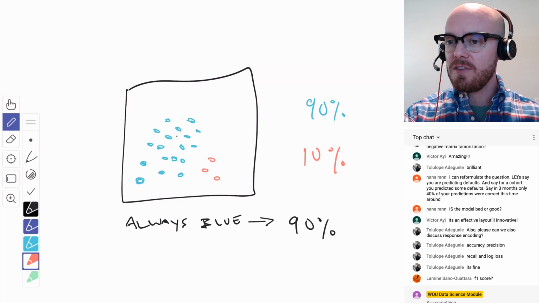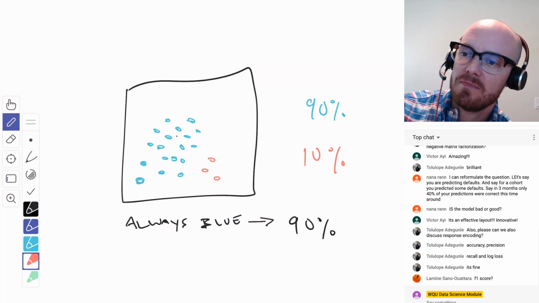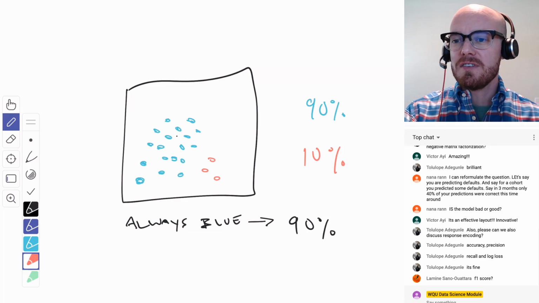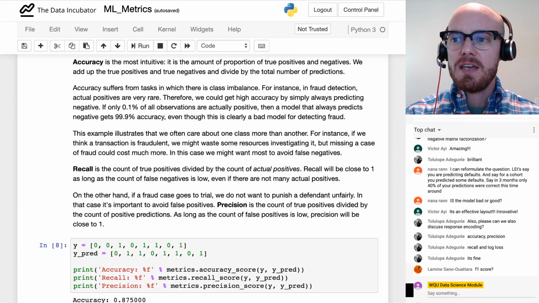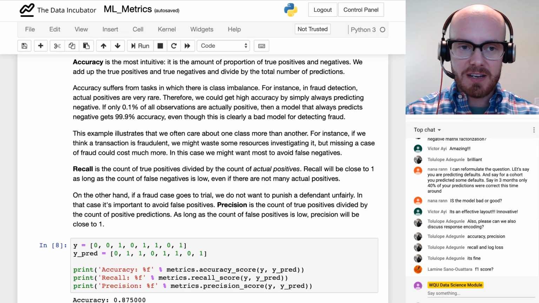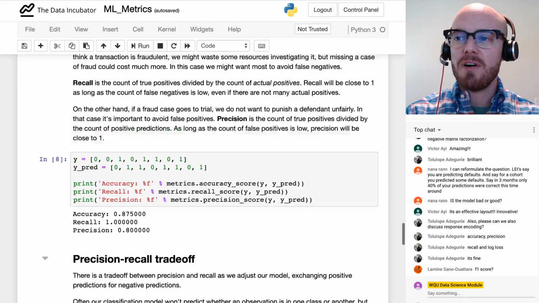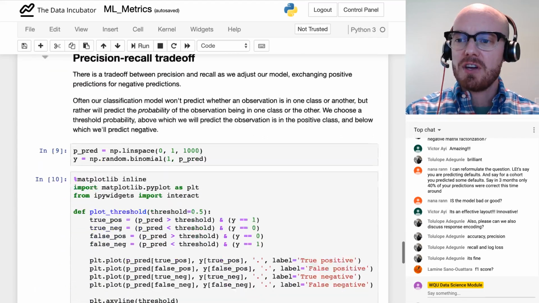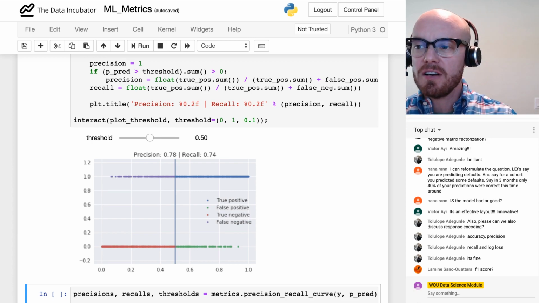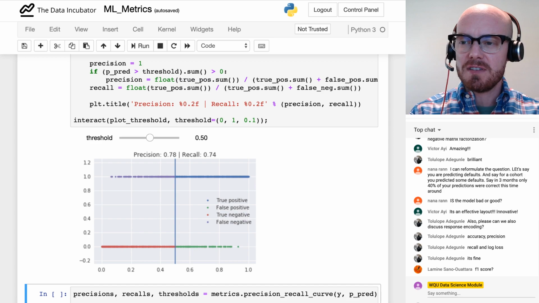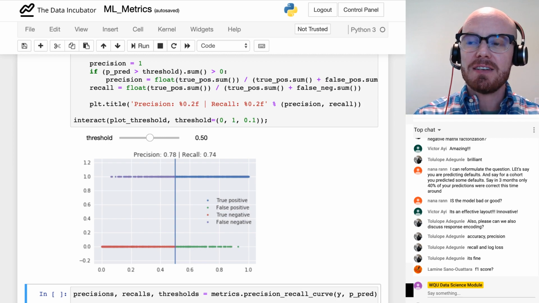And so there are a few options that we can use. The first is recall. And recall is the count of true positives divided by the number of actual positives. So if we were looking at this figure, the blue are the true positives, and I would divide it by the total number of dots in this line. So both the purple and the blue.